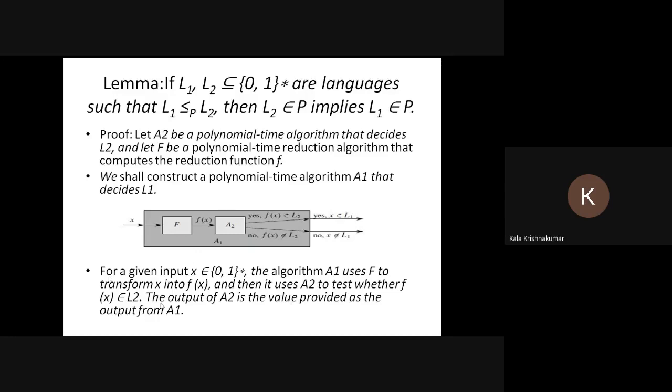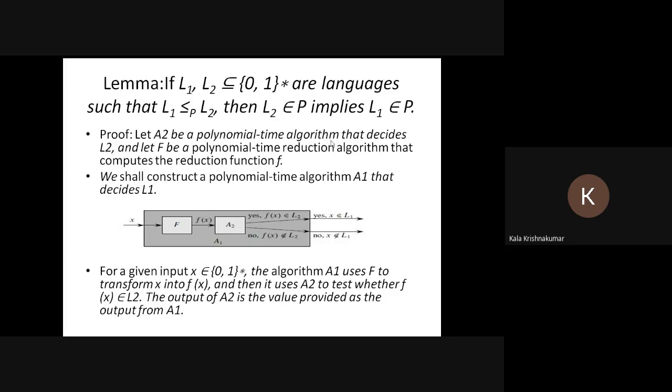So for a given input x element of {0,1}*, the algorithm A1 uses f, that's what we said, to transform x into f(x), and then it uses A2 to test whether f(x) is an element of L2. The output of A2 is the value provided as the output from A1. The same value can be used as the output of A1.